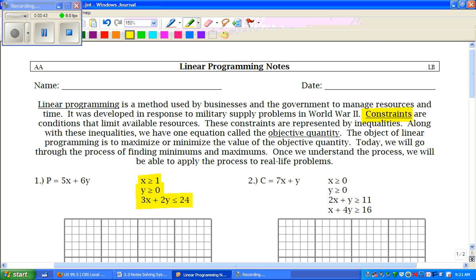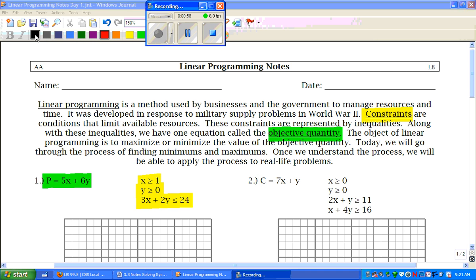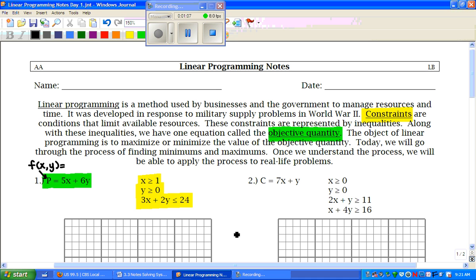Along with these inequalities, we have one equation called the objective quantity. The objective quantity is the equation that's down here. Most of the time it will have the letter P for profit or C for cost. And in your book tonight, it actually is going to say f of x comma y equals. And it's the same thing as either the P or the C value. The object of linear programming is to maximize or minimize the value of the objective quantity.